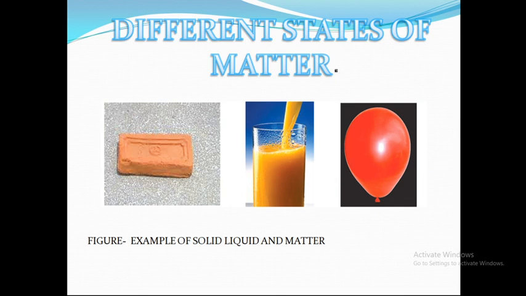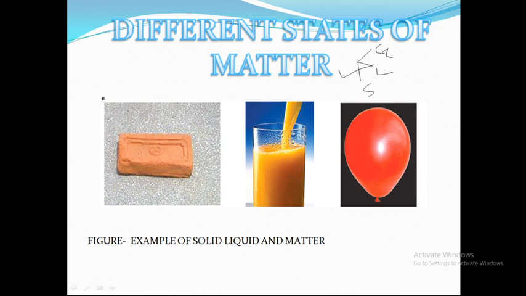So, our first topic is the different states of matter. We know there are three states of matter that exist at normal temperature: solid, liquid and gaseous. These are the three states of matter that exist at room temperature. Before going into details, let us take some examples of solid, liquid and gaseous.